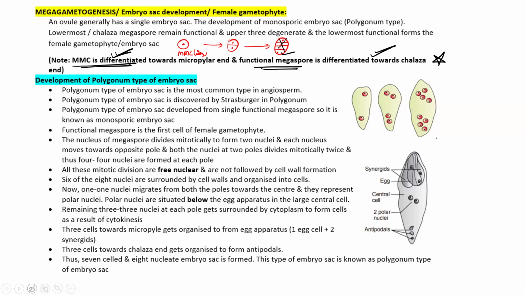Now, generally one ovule will have only one embryo sac. And to make this embryo sac, meaning the female gametophyte, they are using only one functional megaspore. This type of development is known as monosporic development, which was studied in the Polygonum plant by Strasburger. So it is also known as the Polygonum type.